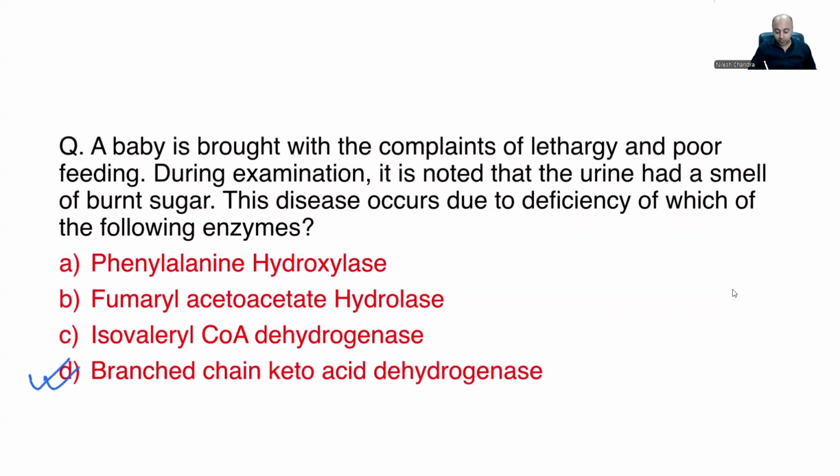We're dealing with the maple syrup urine disease, right? This is the maple syrup urine disease where the defect is in the metabolism of branch chain keto acid. So they start accumulating, and the burnt sugar odor or the caramelized sugar odor or the maple syrup like odor in the urine is the characteristic feature.